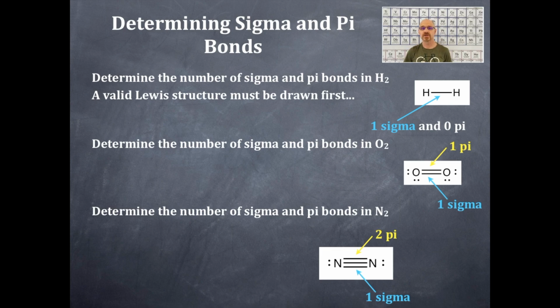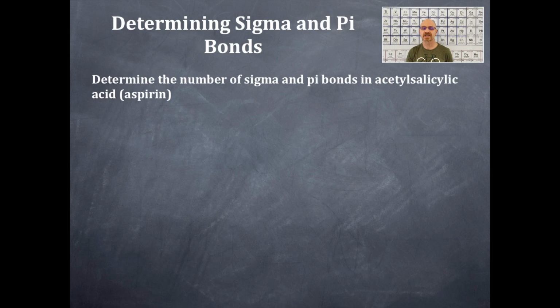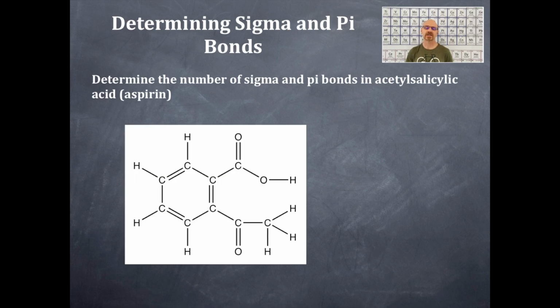Okay, all right, so we're going to do some more. We're going to determine the number of sigma and pi bonds in acetylsalicylic acid, which is aspirin. So here's the structure of acetylsalicylic acid, which is aspirin. And now we're going to count the number of sigma bonds. So we're looking for the number of single bonds here. Let's count here together. 1, 2, 3, 4, 5, 6, 7, 8, 9, 10, 11, 12, 13, 14, 15, 16, 17, 18, 19, and 20. So how many sigma bonds are there? There are 20 sigma bonds.